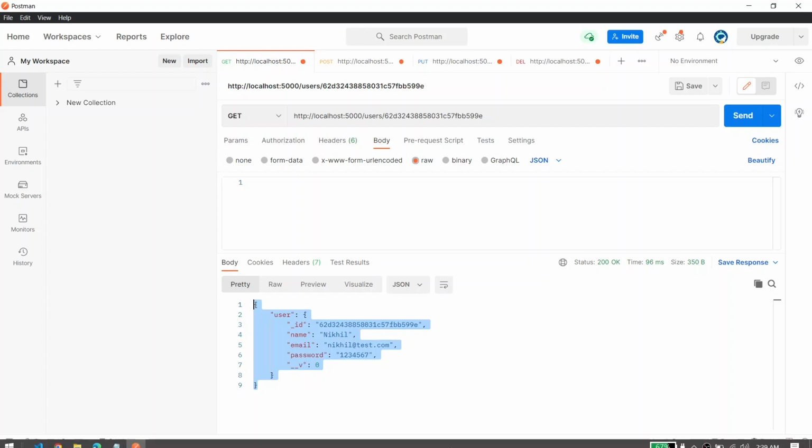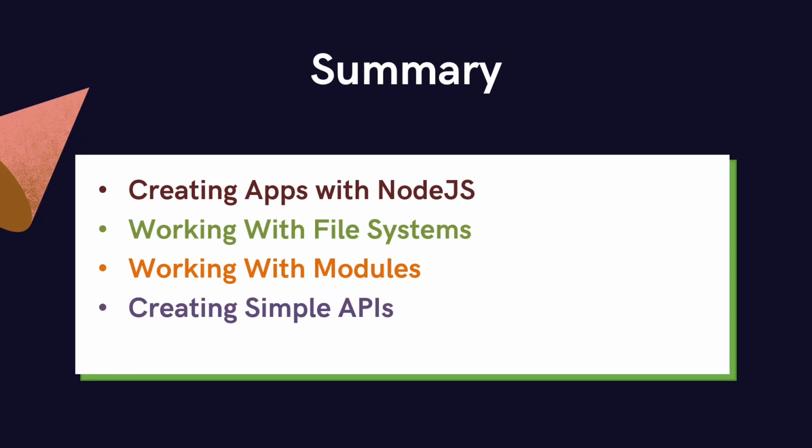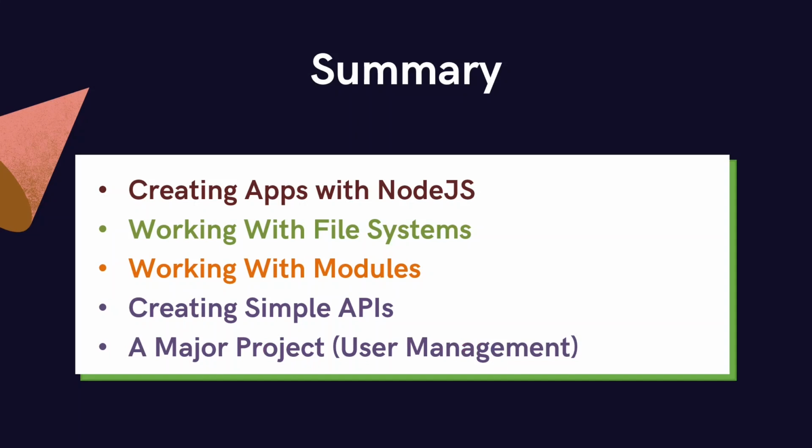So that's all for this project. Now we will see the summary of what we have done. We have just completed the tutorial of Node.js. We created Node.js applications from scratch, worked with the file system, worked with modules and created our own modules, and made simple APIs with Node.js and Express.js. After that we created a major project, a user management tool, in which we can create users, delete users, update users, and get users by a specific id.